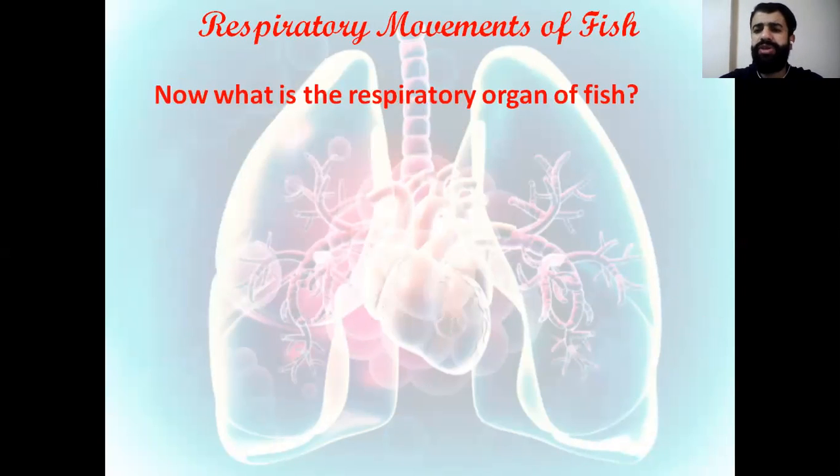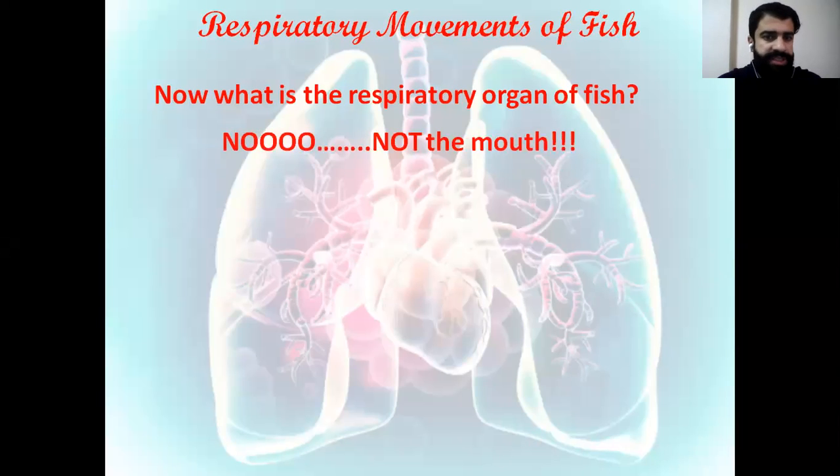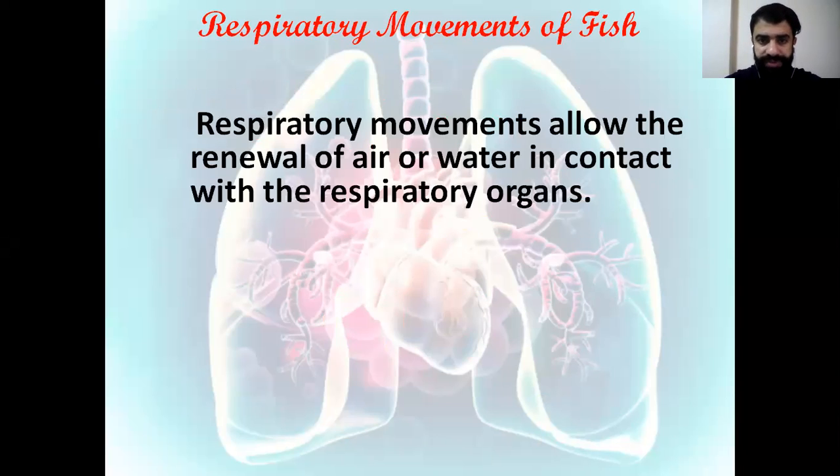So what is the respiratory organ of the fish? Is it the mouth? No, it's not the mouth. Is it the operculum? No, it's not the operculum. So what is the respiratory organ of fish? It's called the gills. Gills, they are the respiratory organ of the fish.